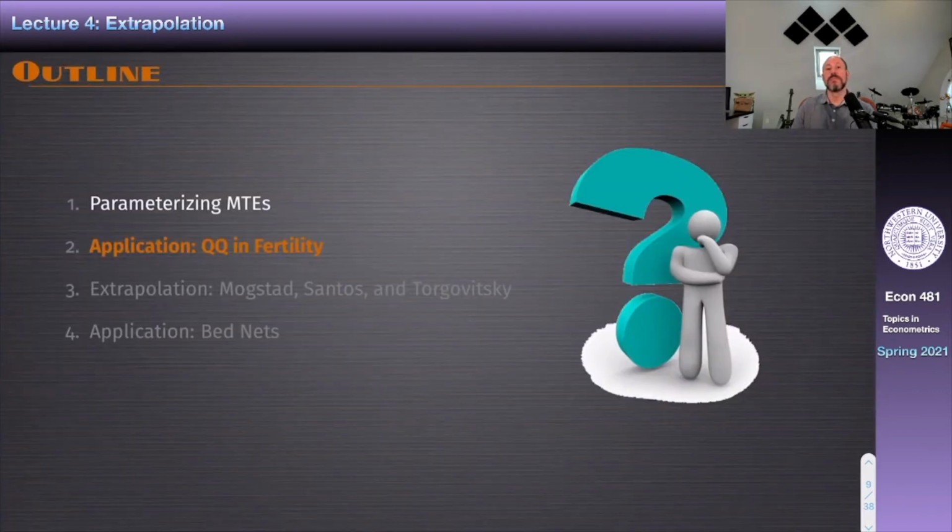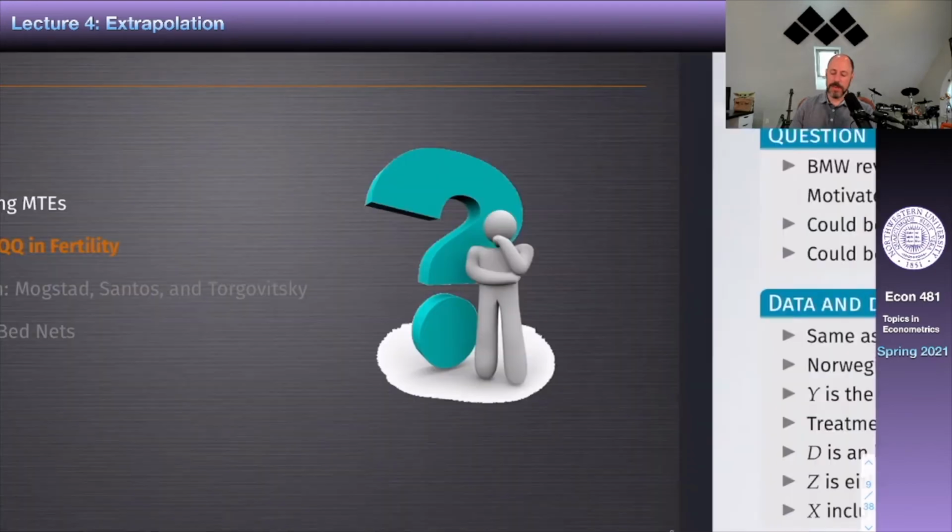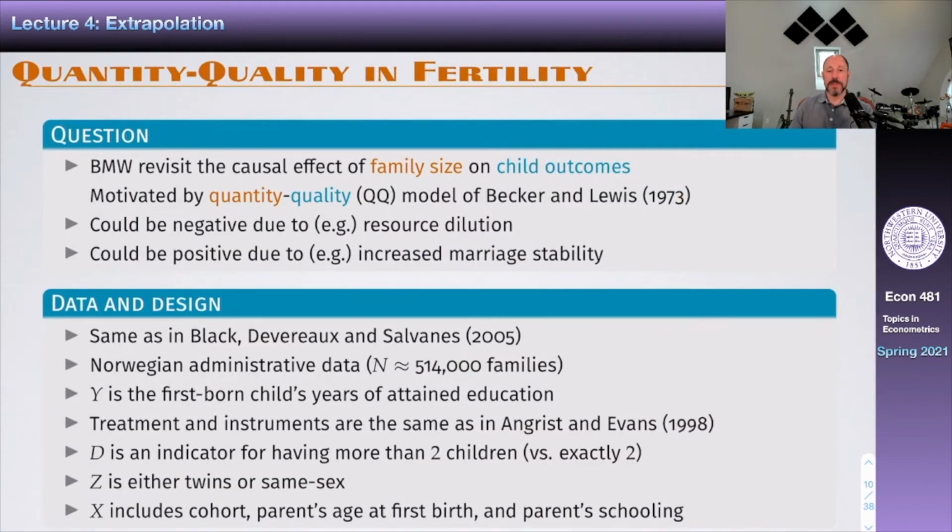All right. Questions about that? Okay. Well, let's move to the application on QQ and fertility. So QQ stands for quantity, quality, and fertility. This is the application of the paper that I'm talking about. And so let's start from the beginning. I said we're going to talk about this application in this paper.